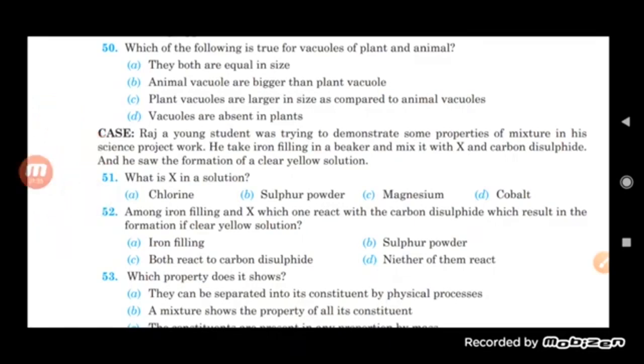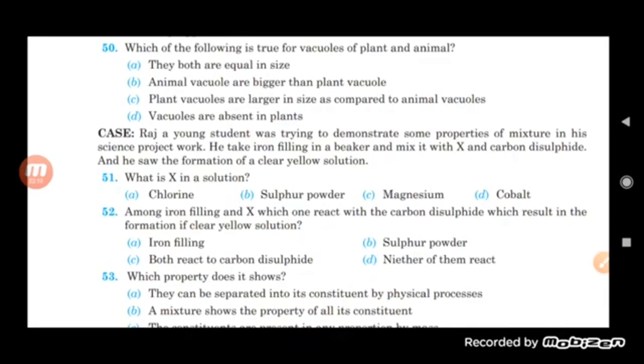Now see here, Raj, a young student, was trying to demonstrate some properties of mixture in his science project work, and he took iron filings in a beaker and mixed it with X and carbon disulfide. He saw the formation of a clear yellow solution. The question is, what is X in the solution? So here Raj has used a mixture, and he took iron filings and mixed it with X and carbon disulfide. So he saw the formation of a clear yellow solution.